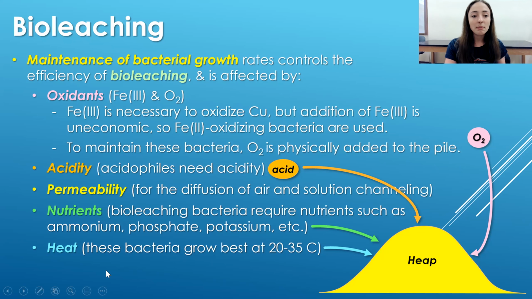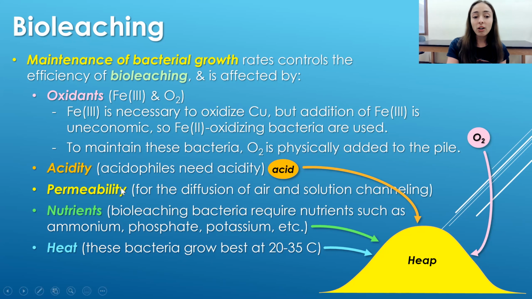And so we can maintain the bacterial growth at its most efficient level by using oxidants. For example, oxidized iron is necessary to oxidize metals like copper, and because adding ferric iron to the heap is uneconomic, we can rely on ferrous iron oxidizing bacteria to produce that ferric iron for us. That will then oxidize the copper, and we can get the copper into solution and out of the process as well. But to maintain these types of bacteria, we must add oxygen to the pile. We do this by aeration processes where we add oxygen into the pile.